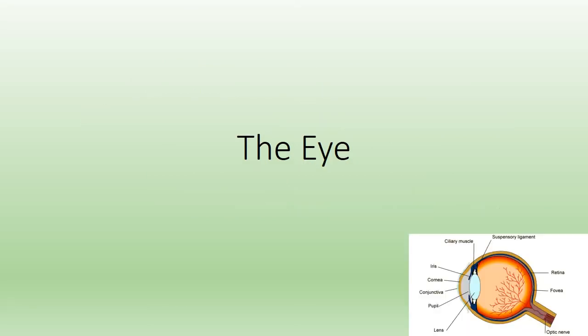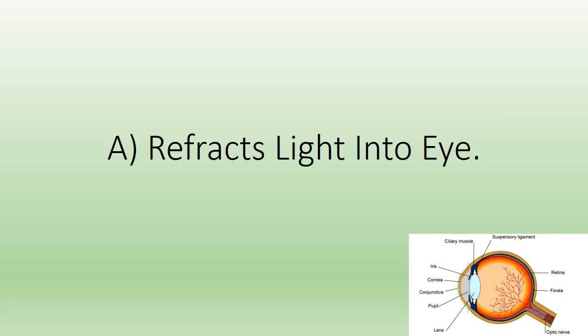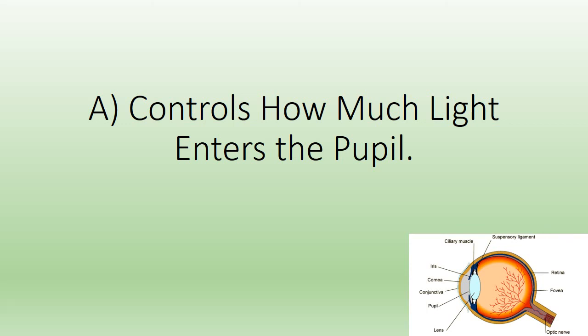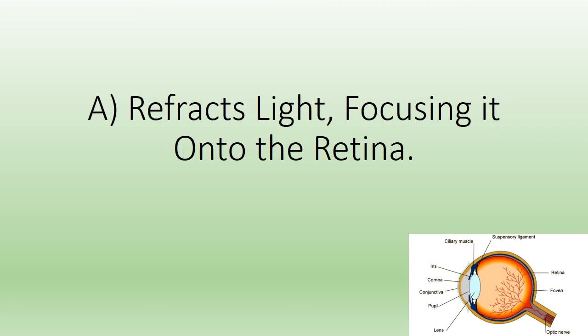The eye. What does the cornea do? Refracts light into the eye. What does the iris do? Controls how much light enters the pupil. What does the lens do? Refracts light, focusing it onto the retina.